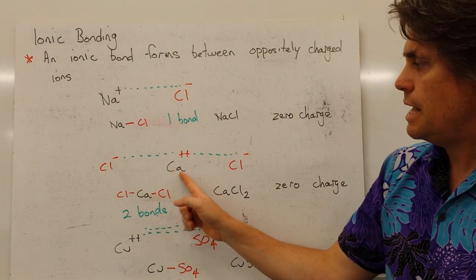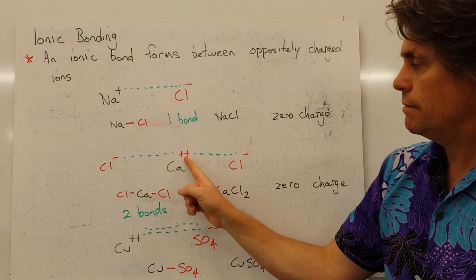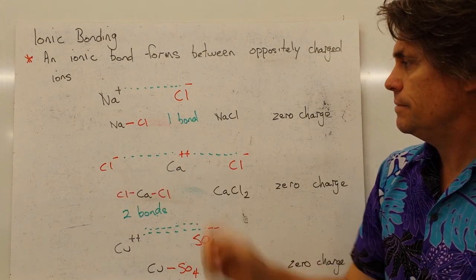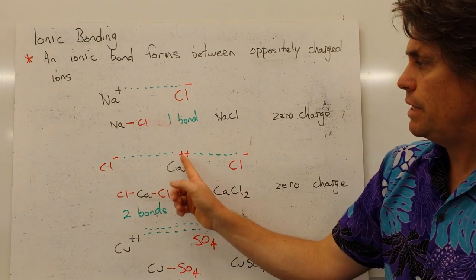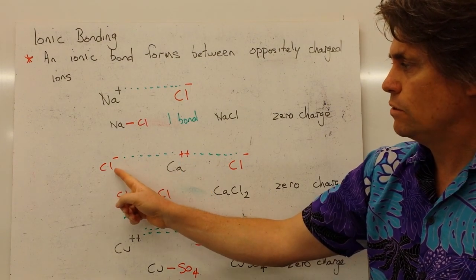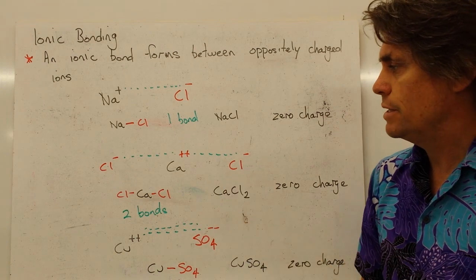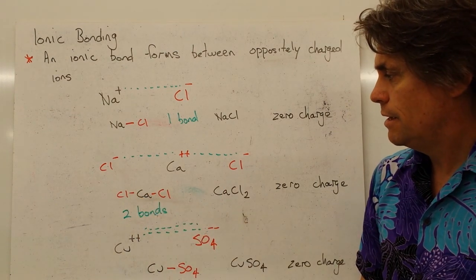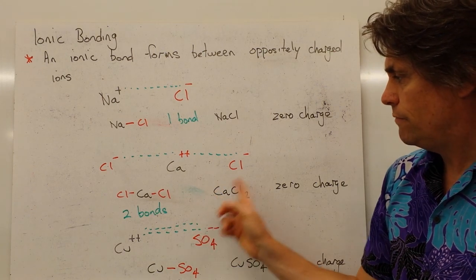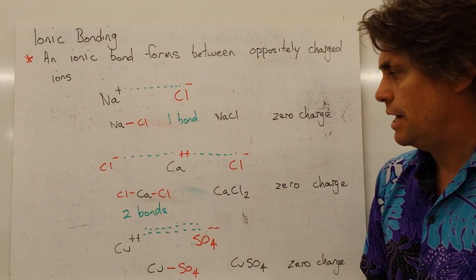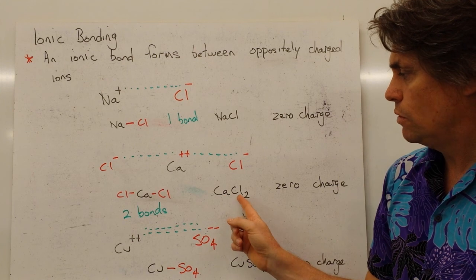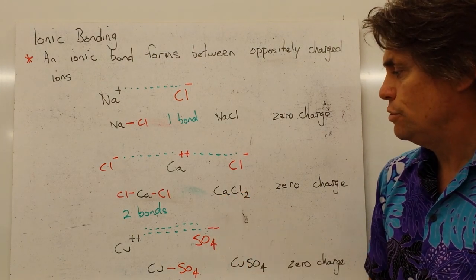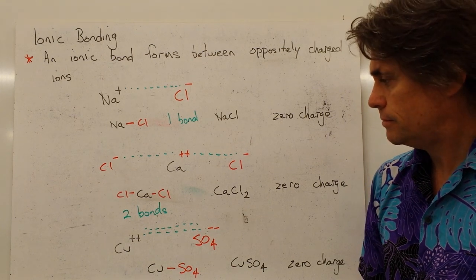Now we can also get calcium, which has got an ionic charge of +2, bonding with chlorine. But in this case, we have one positive going with one chlorine and one positive going with another chlorine. So in this case, we form 2 bonds. And once again, as we form our product here, it will have 0 charge. So we form calcium chloride with 1 atom of calcium going with 2 atoms of chlorine.